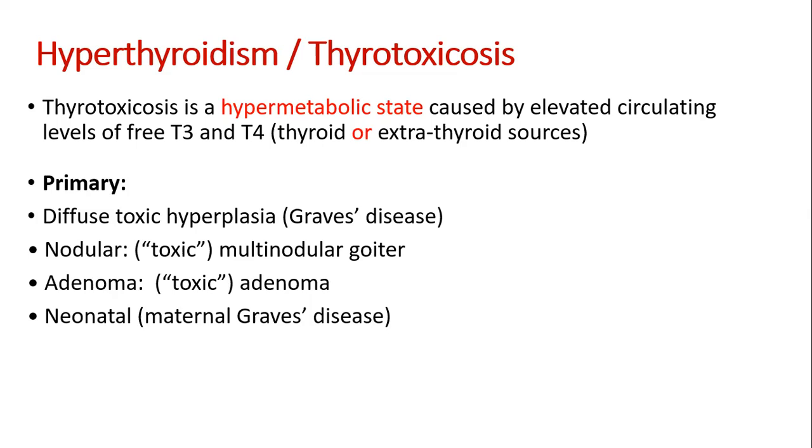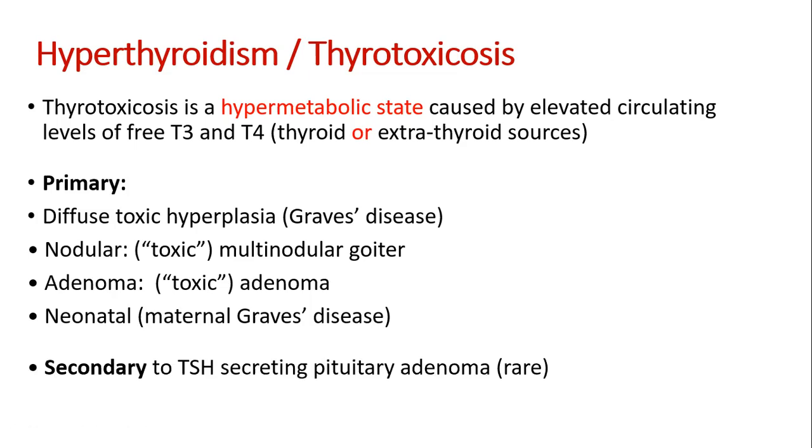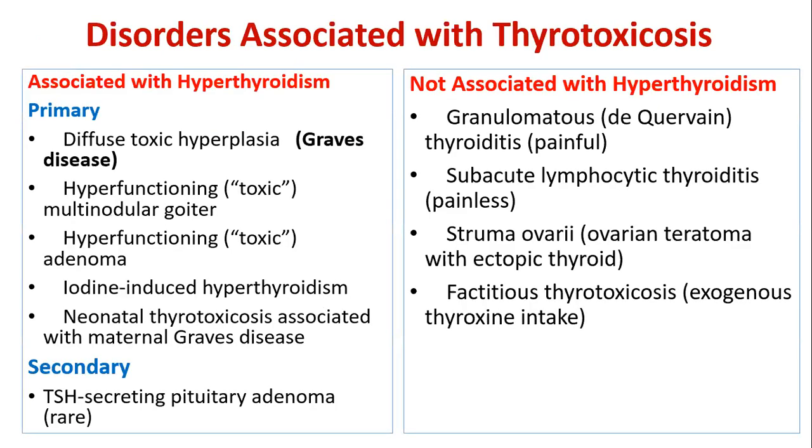Another is adenomas. Adenoma is a benign tumor, but when it becomes functional, producing hormones, that is toxic adenoma. And in neonates, it happens when mothers are suffering from any hyperthyroid state, specifically in Graves' disease, they may end up in hyperthyroidism. And then secondary hyperthyroidism can be because of TSH secreting pituitary adenomas. We talked about this already, pituitary adenomas, in our first lecture. So to summarize here, you can find the states, disorders associated with thyrotoxicosis.